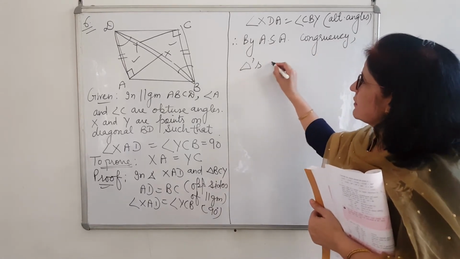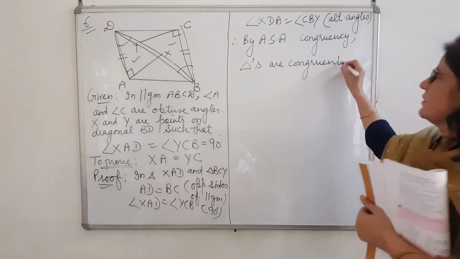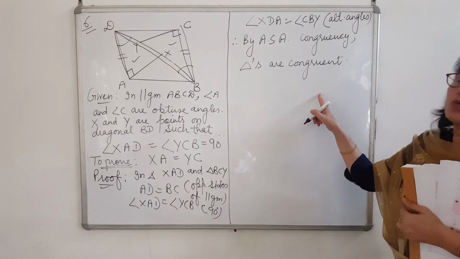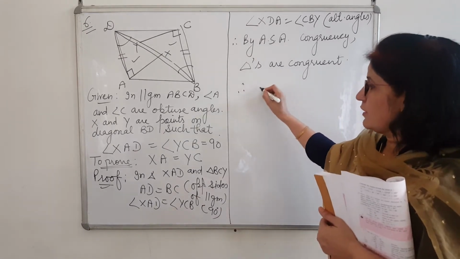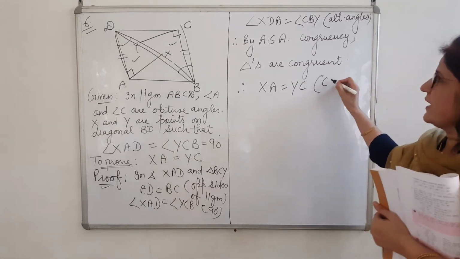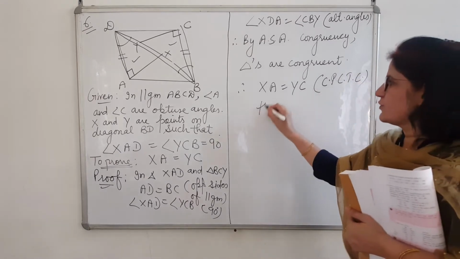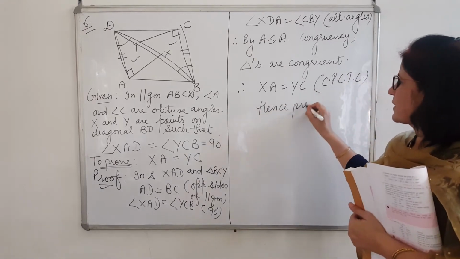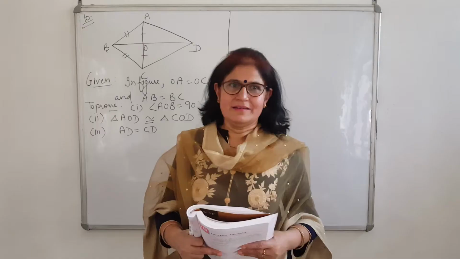triangles are congruent. And if triangles are congruent, then corresponding parts will be also equal. Therefore XA equals YC by CPCTC. Hence proved. This only you have to prove.